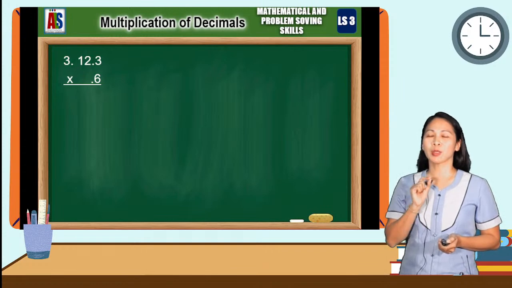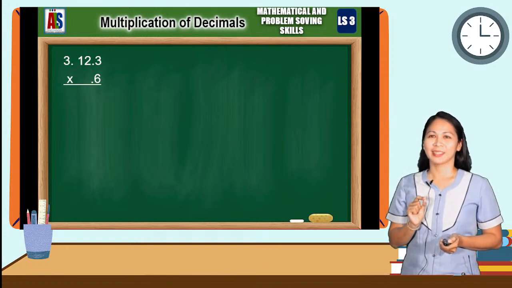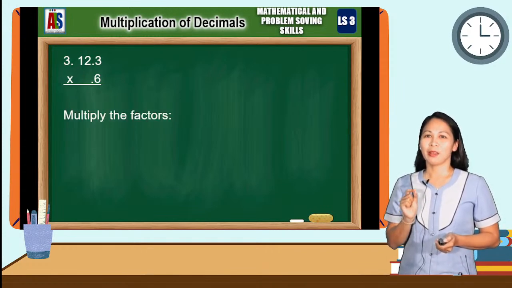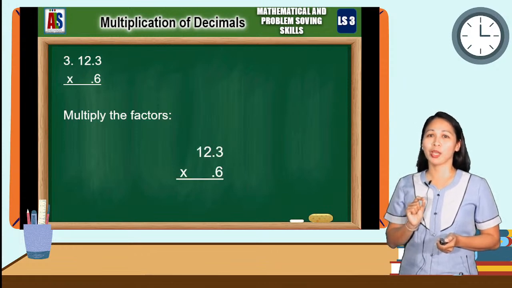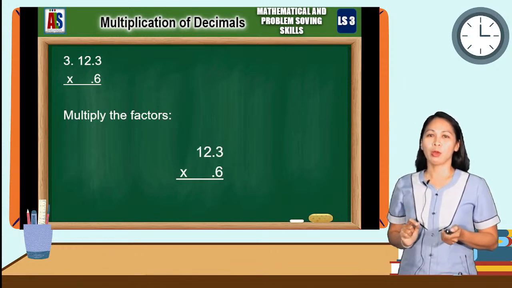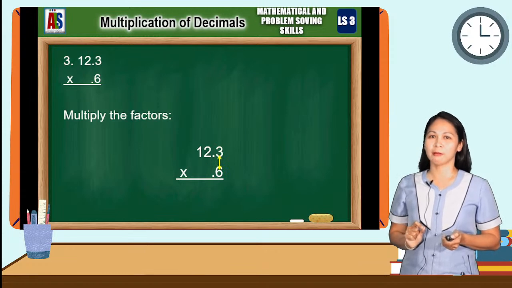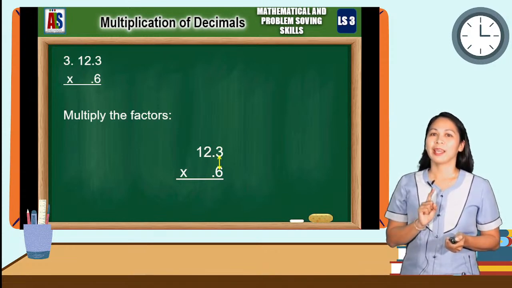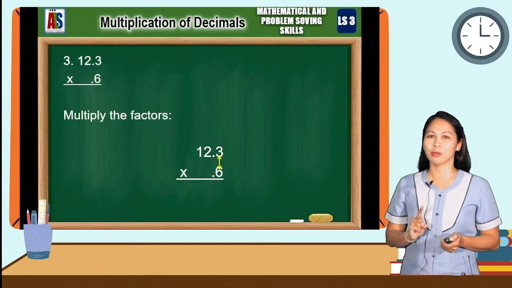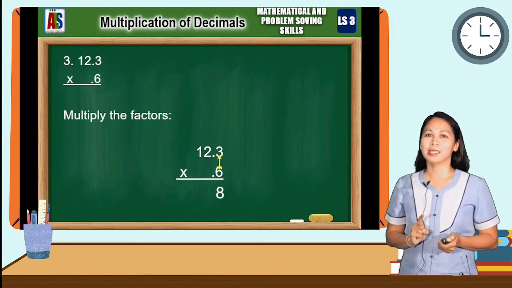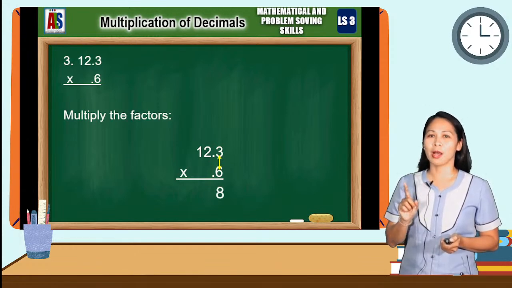12.3 times 0.6. Multiplying the factors. So we have 12.3 times 6. When we multiply 6 times 3, that is equal to 18. Write 8 below the column of 3 and 6, and regroup 1 above 2 in the multiplicand.